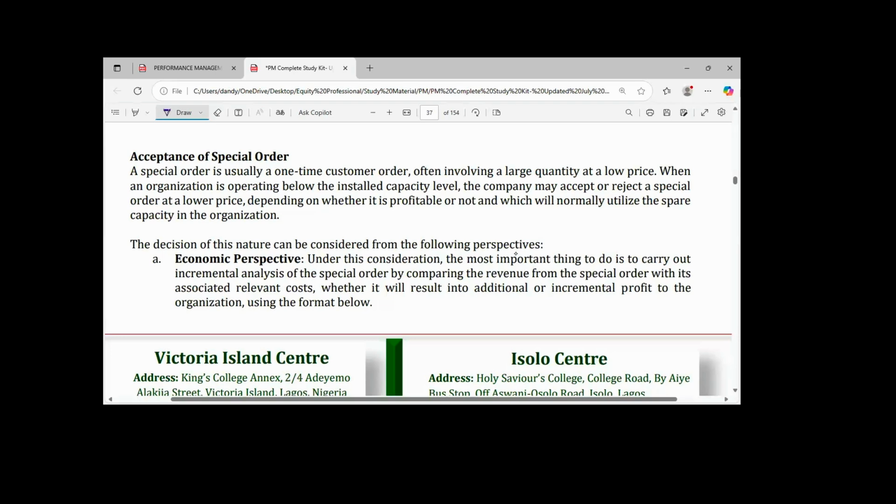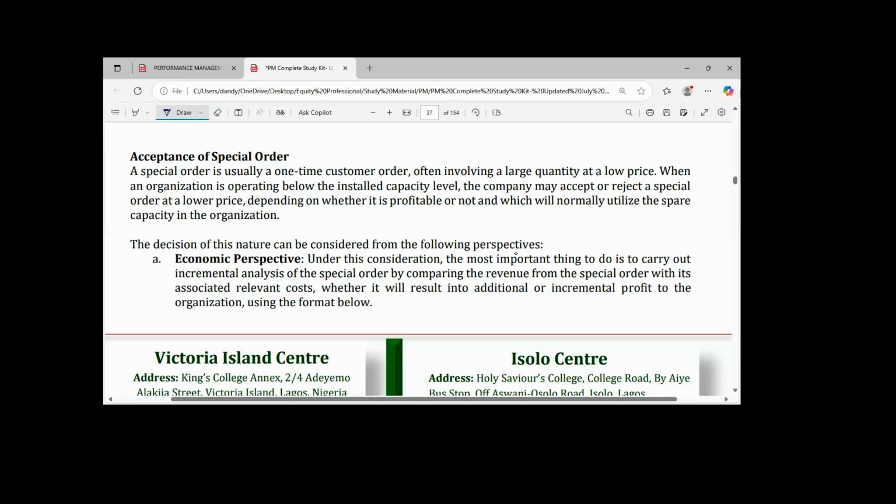What I'm trying to say in essence is that if in the question you are given a sales value or selling price, it means that you need to compare the sales value with the relevant cost. But the second way is that the examiner can just give you cost, and there will be nothing like selling price, nothing like sales value.